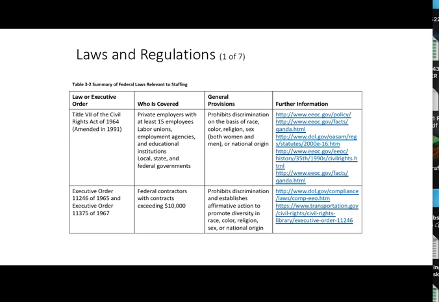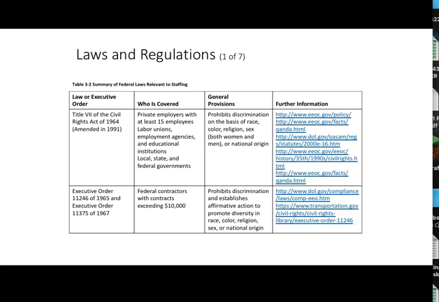Then the general provisions. What is the basic rule that you need to follow? And what that basically means for Title VII is it prohibits discrimination on the basis of race, color, religion, sex, or national origin. And then the last column is just additional links and additional information that may be useful for you. And I think that's a really great list.